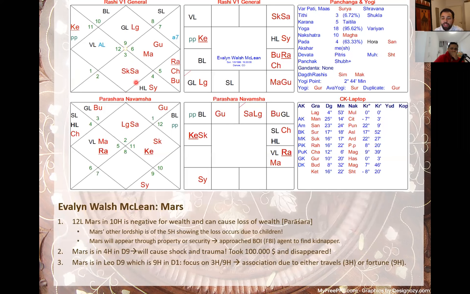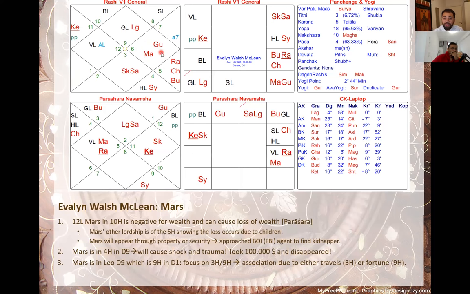I have this chart of a woman, Evelyn Walsh McLean, and I want to focus on Mars in her chart. The reason is that I'm very concerned with Kendras in the Rashi chart. I believe Kendras in the Rashi chart are very important for wealth. All this time we've been talking Navamsha, but I have to explain a few basics about the Rashi chart also. Kendras in Rashi are very important for wealth because this is your prime support, the pillars of your life.